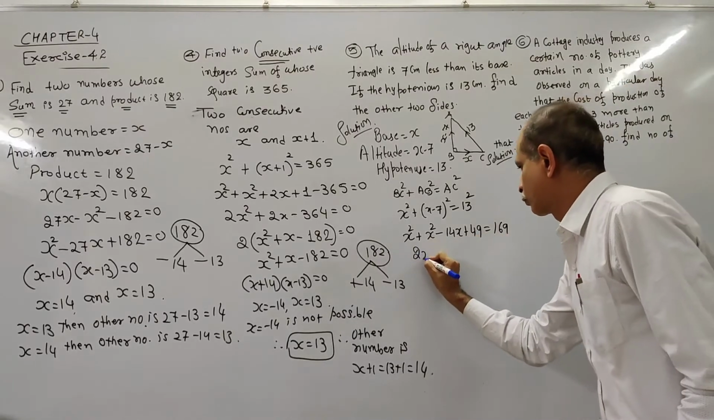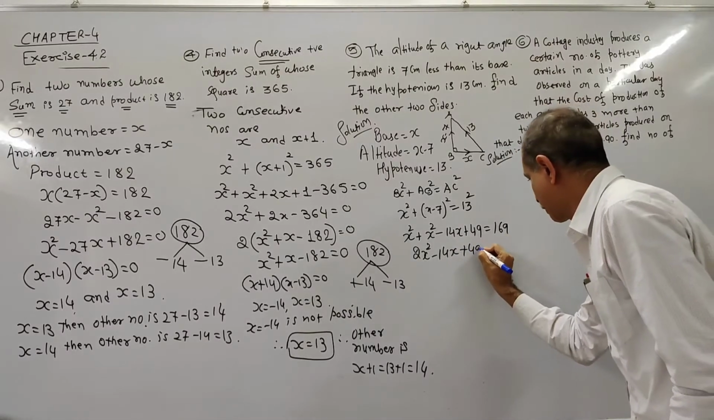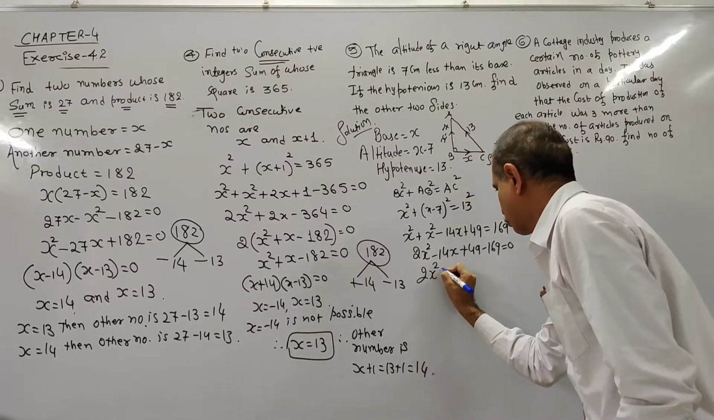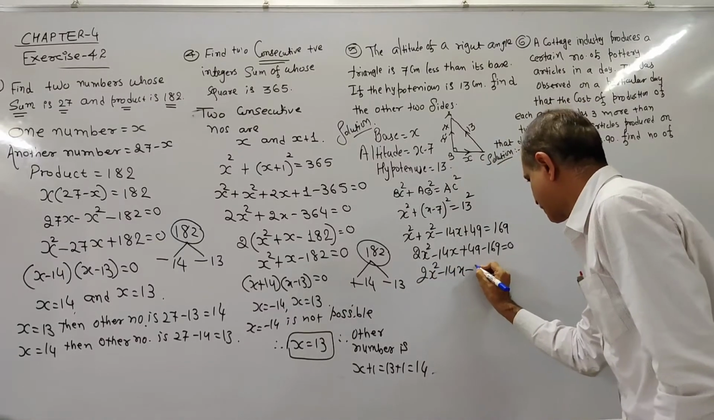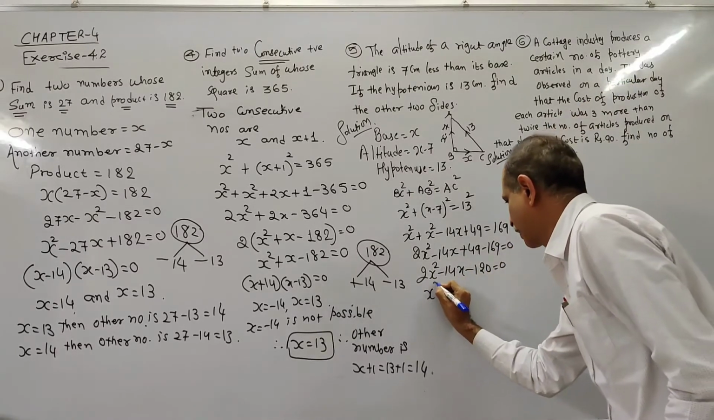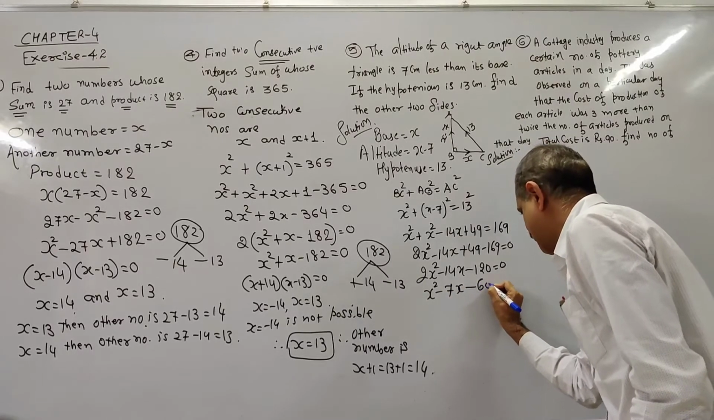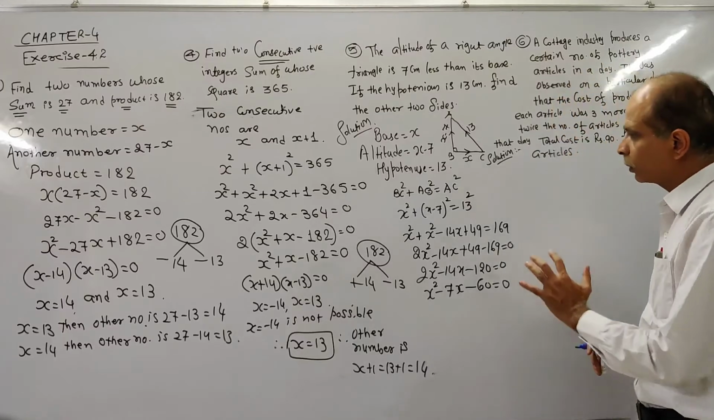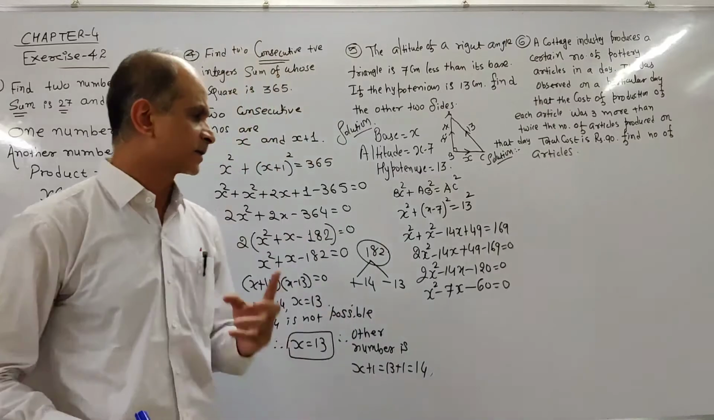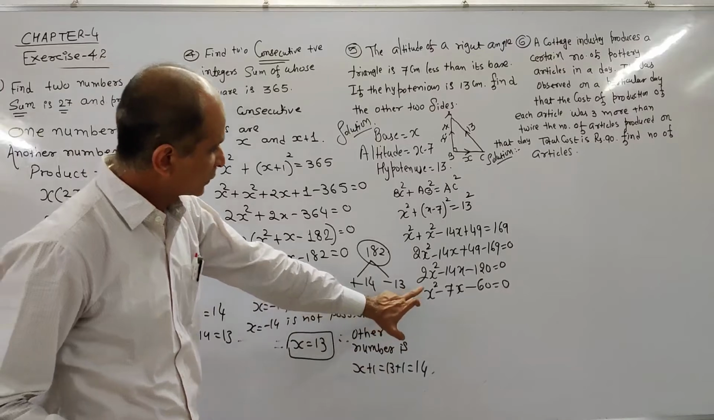So 2x square minus 14x plus 49 minus 169 is equal to 0. So 2x square minus 14x minus 120 is equal to 0. You can take 2 common. You get x square minus 7x minus 60 is equal to 0. So you get one quadratic equation. Now you have to factorize 60 such that you will get 7x.